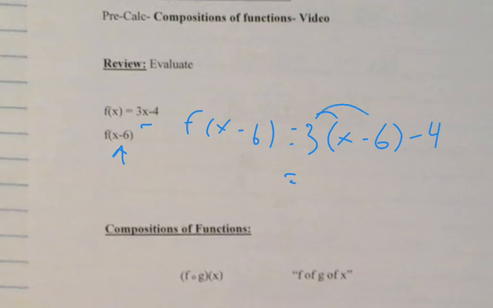Distribute the 3x minus 18 minus 4, and we have 3x minus 22.